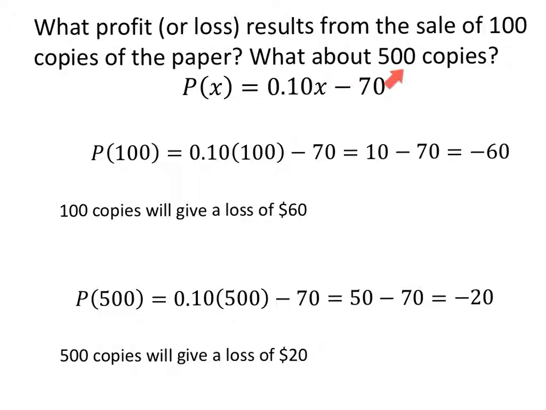Similarly, if I want to know about selling 500 copies, P of 500 is 10 cents multiplied by the 500 copies, minus the $70 we have to put out just to make the edition. 10 cents times 500 is $50. 50 minus 70 is negative 20. So 500 copies of the paper will give a loss of $20. I notice I don't say 500 copies will give a loss of negative 20. The negative is the word loss. So double negatives, you have to watch that and how you state things.